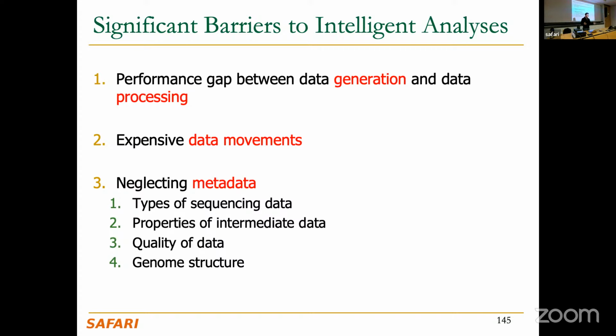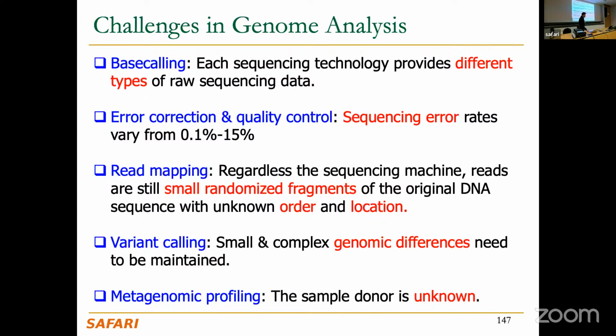And of course, we're neglecting a lot of metadata. For example, in most cases, we're not really using the raw signal data that we're generating. Rather, we're compressing that data to the ATGCs. But maybe there's lots of information that we're losing, just because of our incapability to analyze that data in a very fast way. And there are many other basic issues in other steps.